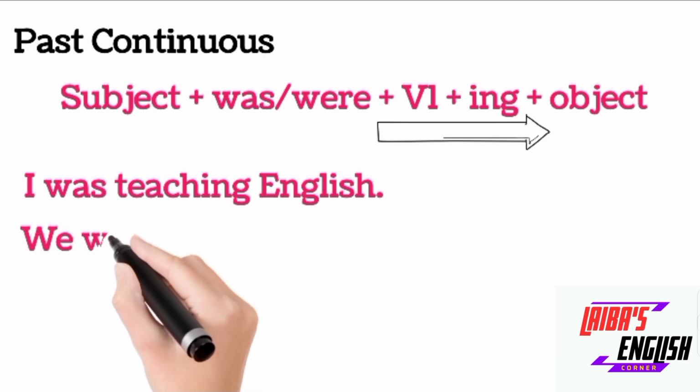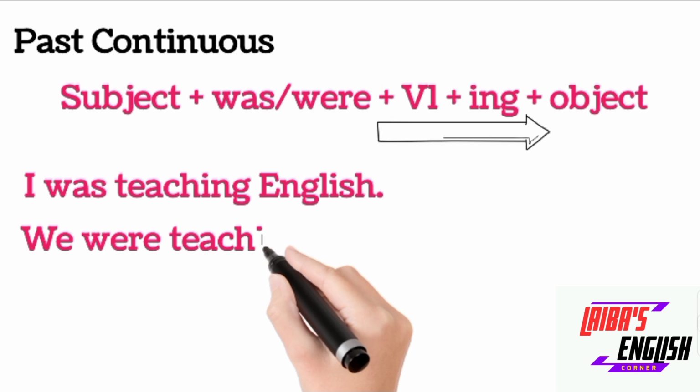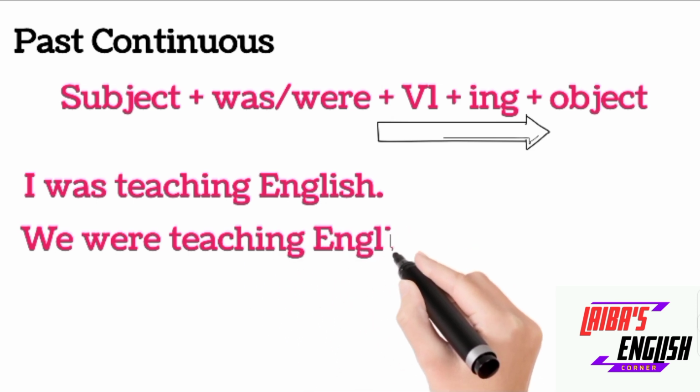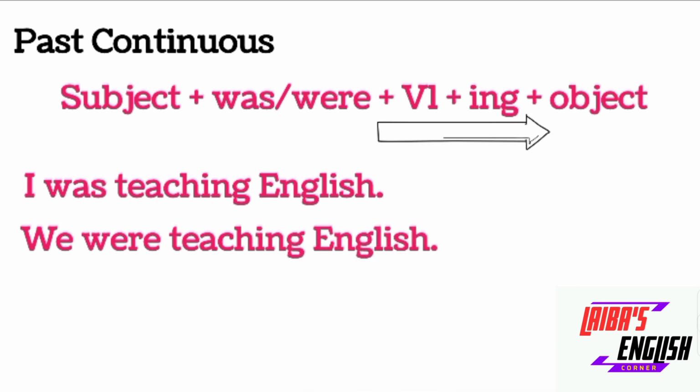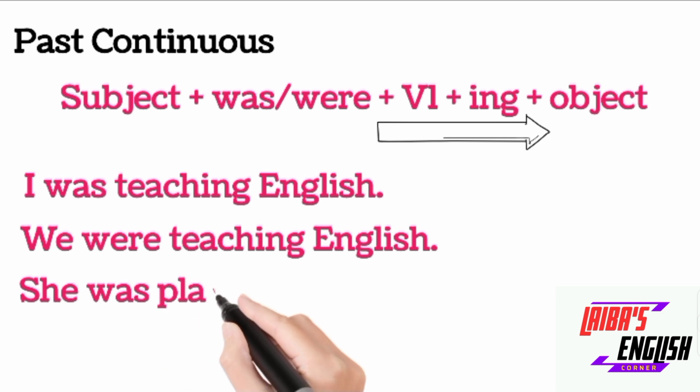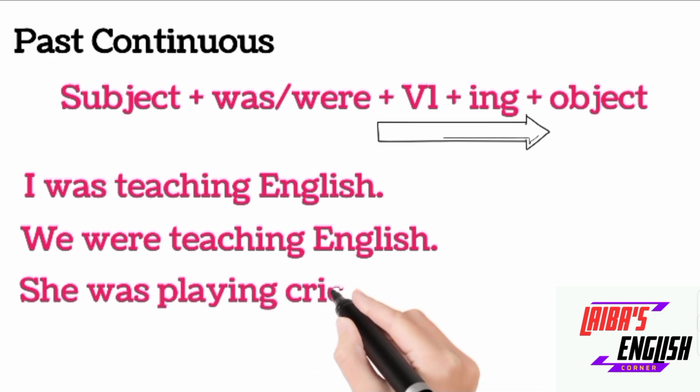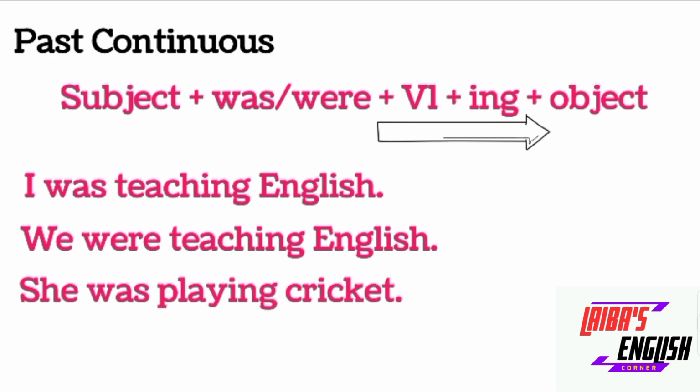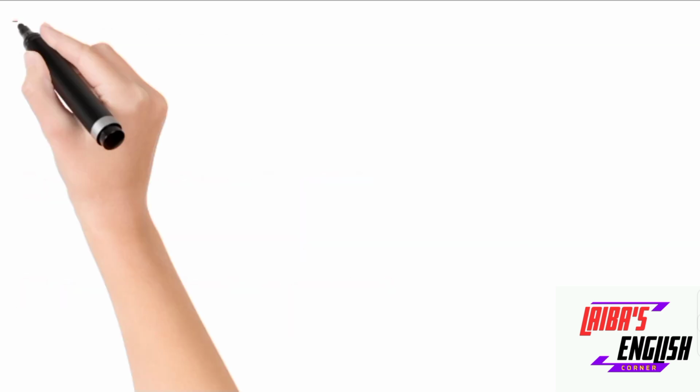Example is I was teaching English. I subject, was as a helping verb, teach verb first form plus ing, and object is English. We were teaching English. Now with we we are going to use were. With he, she, it, I, and with name we are going to use was, and we are going to use were with we, they, and you.